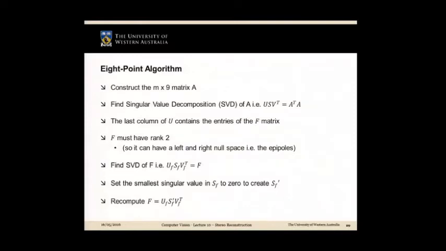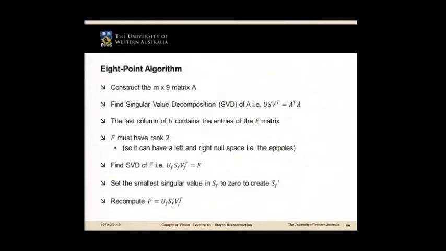Now the last column of U contains the entries of the F matrix. Now F must have rank 2. That's the requirement. And to ensure that, you apply SVD again on your matrix F. That gives you another set of UF, SF, and VF, right? And you set the smallest singular value in SF to 0. You force that value to 0, to create your SF dash, and then you recompute F using this particular expression.